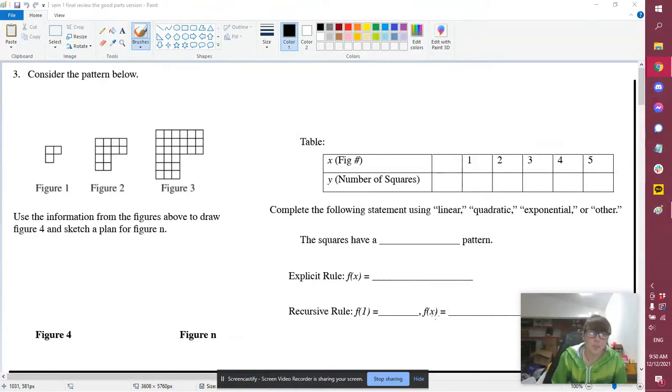I am going to go over what I'm going to call the good parts version, which are all the things that look the absolute most like the final. So, if you've got questions on the nitty gritty on the other parts of the reviews, you can ask me during class. But these are the parts that are the most useful for studying for the final, which is either on Wednesday, Thursday, or Friday, depending on whether you have me for second, third, fourth, fifth, or sixth period.